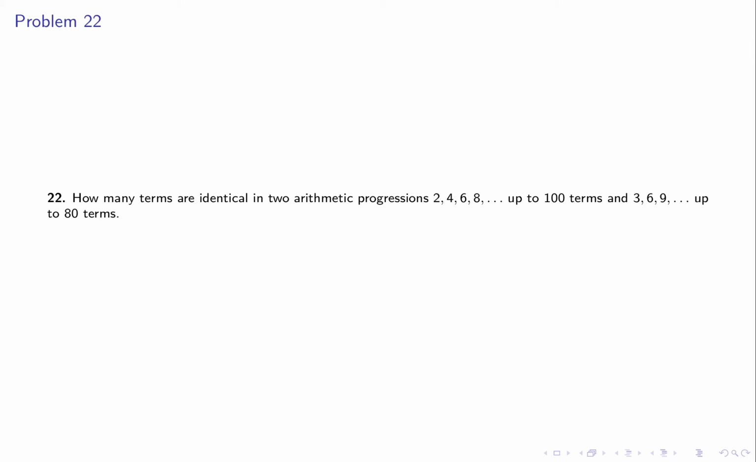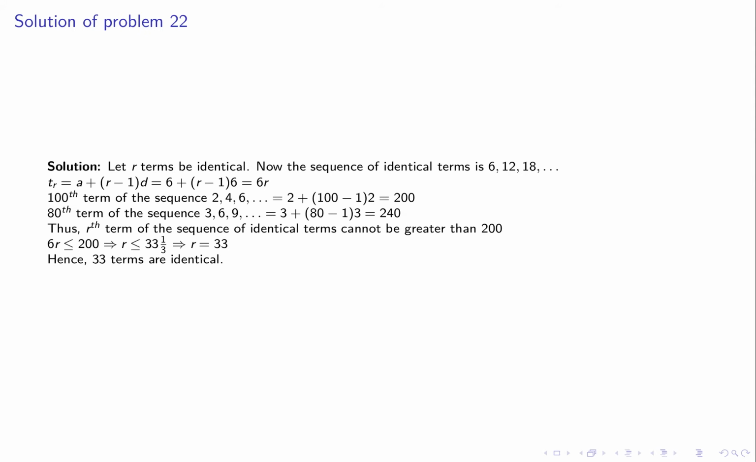The 22nd problem is: how many terms are identical in two arithmetic progressions, 2, 4, 6, 8 up to 100 terms and 3, 6, 9 up to 80 terms? So this is a different type of problem, and let's see how we approach it. We assume that our terms are identical.